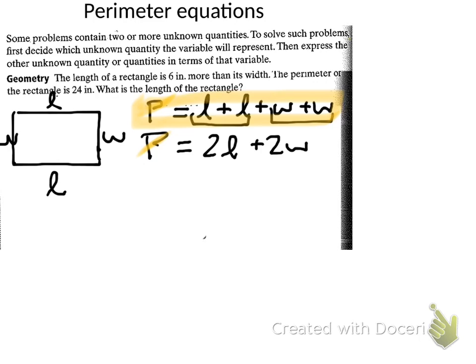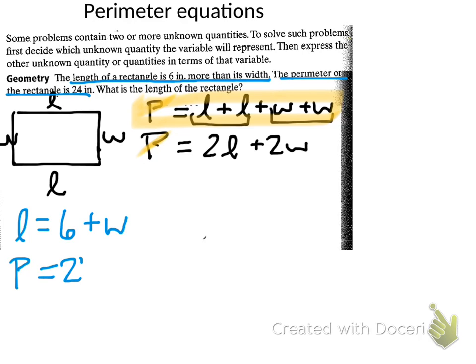Okay, so we need to decide which variable we're going to use. Let's organize the information that we have. All right, we've got the length of a rectangle is 6 inches more than its width. I'm going to write that in an equation so it's nice, neat, and organized. The length is 6 inches more than, so addition, the width. And then we also have the perimeter of the rectangle is 24, so P equals 24. All right, so W is the width and L is the length.